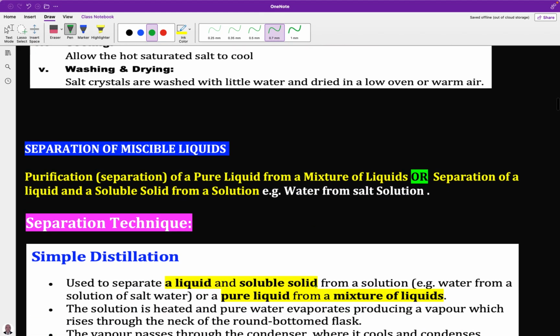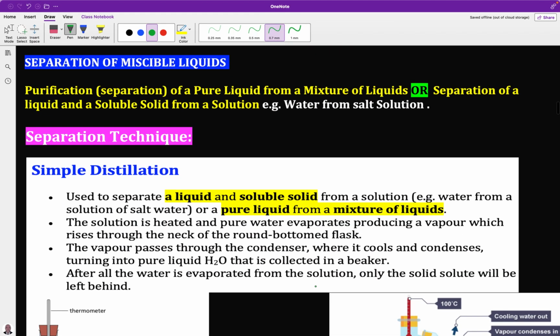Now it takes us to another method of separation: separation of miscible liquids. What are miscible liquids? Miscible liquids are liquids that can mix together. They cannot be easily identified from each other. You mix them together and you cannot physically identify them. They are mixed together.